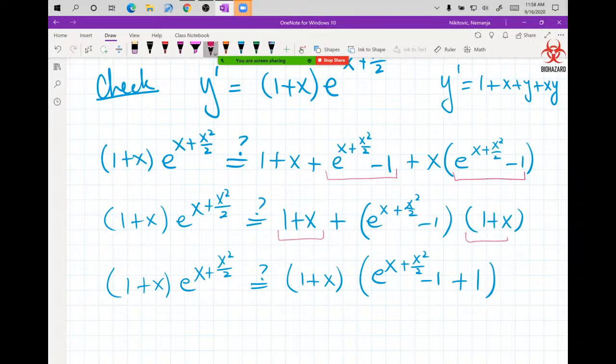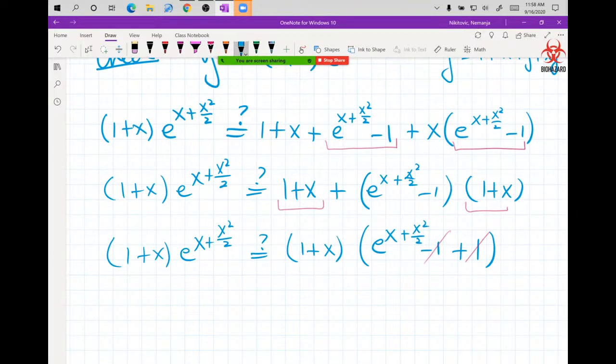And now those puppies cancel, and we get a true statement. So we know it's good. It's awesome. The check worked out, and we were able to show that the solution we have is the correct solution. If the problem on the exam says solve and check, check gives you points.